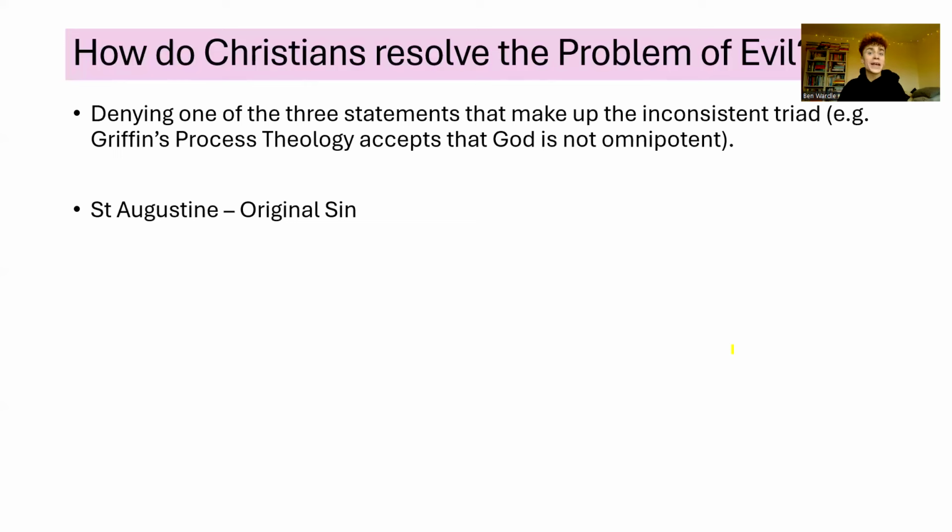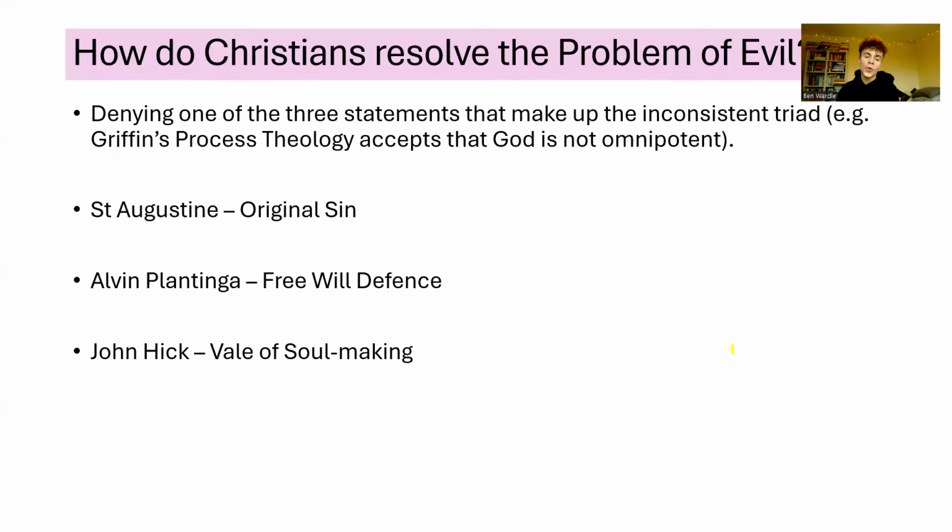We then, of course, have St. Augustine and his original sin resolution. We've got Alvin Plantinga and his free will defense. And finally, we've got John Hick with his veil of soul making. So in terms of now resolving the problem, we are going to talk through St. Augustine's idea, Alvin Plantinga's solution, and John Hick's resolution as well.